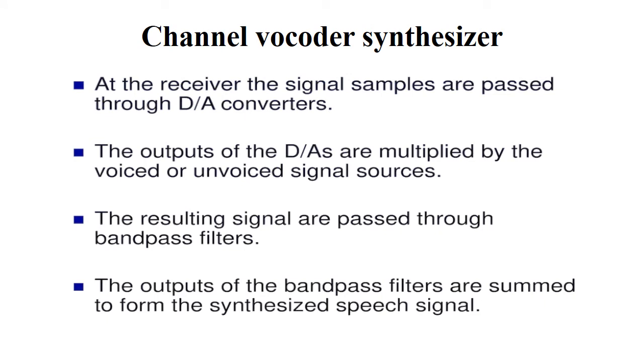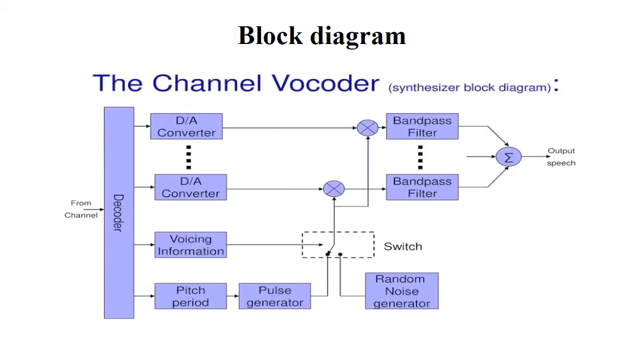Next one is the channel vocoder synthesizer. At the receiver, the signal samples are passed through a digital to analog converter. The outputs of the digital to analog converter are multiplied by voiced or unvoiced signal sources. The resulting signals are passed through the bandpass filters. The outputs of the bandpass filters are summed together, and it is synthesized as the speech signal. So this is the block diagram of the channel vocoder synthesizer.